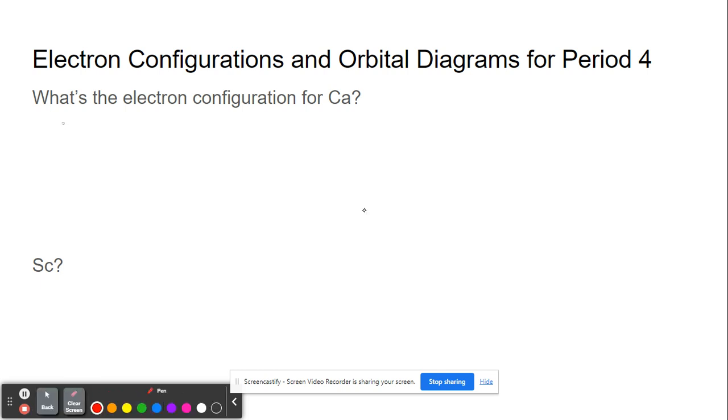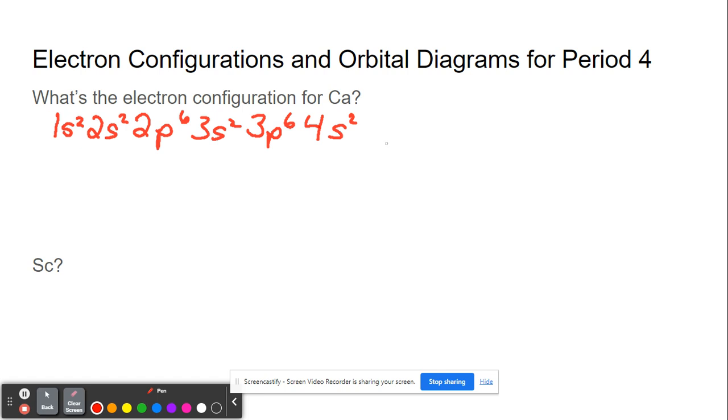Okay, so you should have written for calcium 1s2, 2s2, 2p6, 3s2, 3p6, and then 4s2. In order to know what electrons go in which orbital, you probably consulted the slide before this or looked at the graph that's on the handout I gave you the other day.